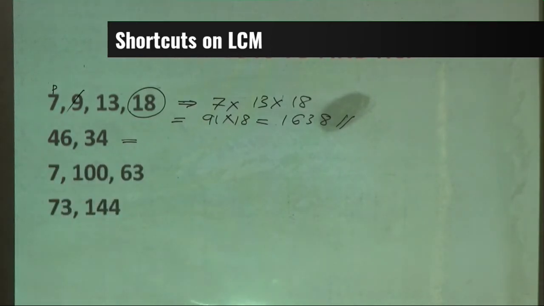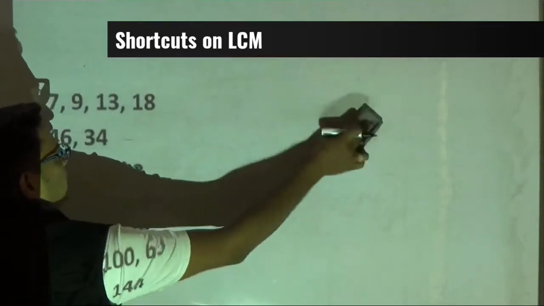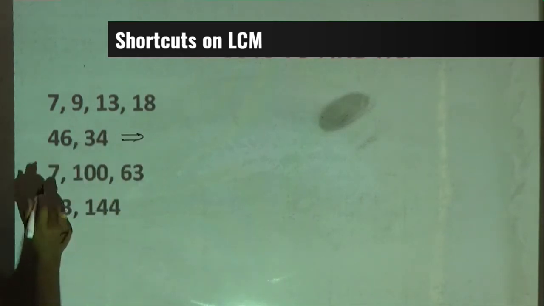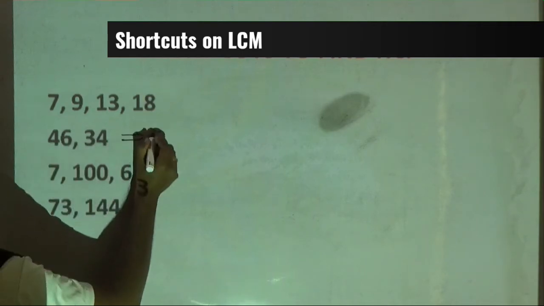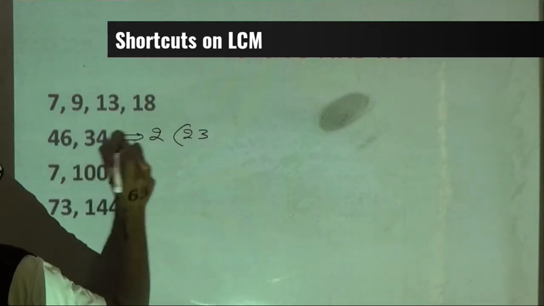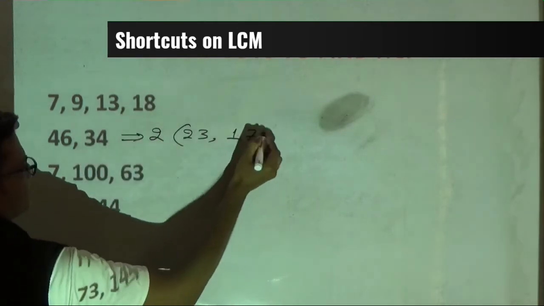Now, the next example I am going to take. I need to find the LCM of 46 and 34. So what will I do now? Please observe here what I can take common among these two. I can take 2 common, right? Okay then, 2 twos are 4, 2 threes are 6. Here, comma, 2 ones are 2, then 2 sevens are 14.